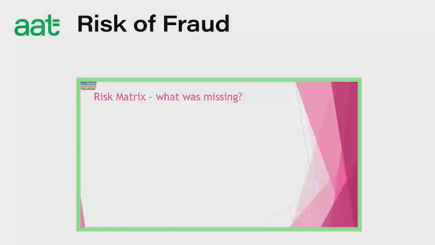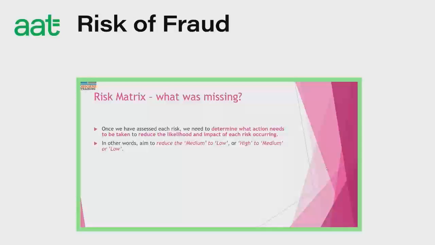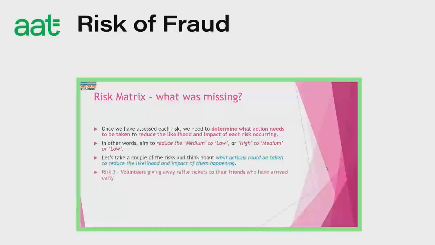Okay, then we've got one more thing for our risk matrix. Once we have assessed each of our risks, we need to determine what action needs to be taken to reduce the likelihood and impact of each risk occurring. Okay, so in other words, we're looking to reduce a medium to a low, or a high to a medium, or even better, to a low.